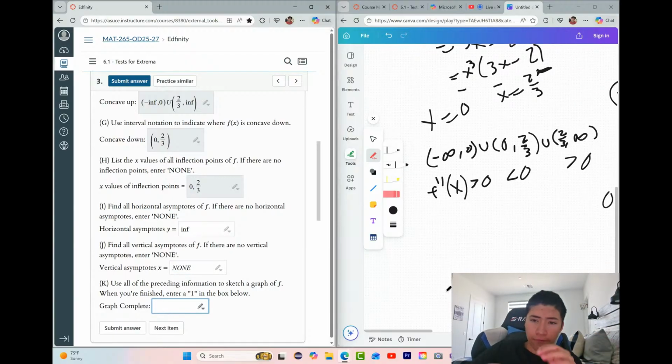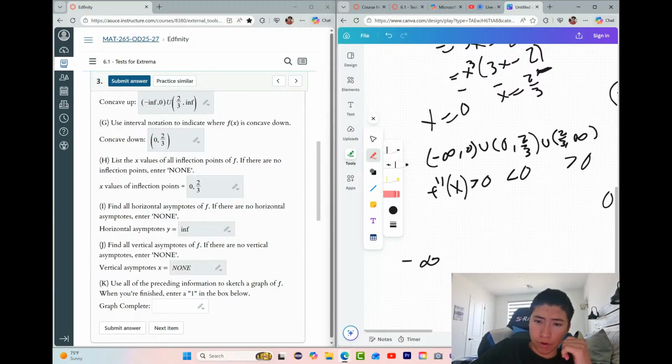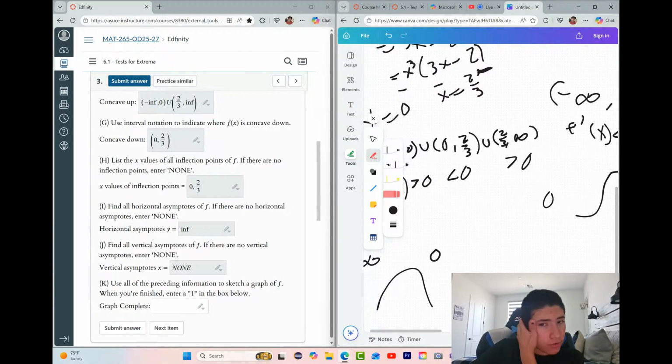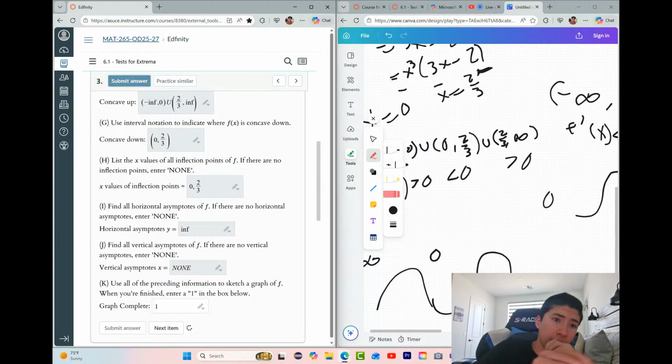And sketching our graph, let's see. From negative infinity, concave down, so we have something like that. And then here it looks like we have concave up, then concave down again. All right, I'm satisfied.